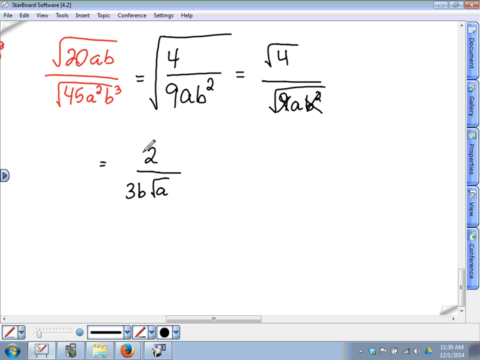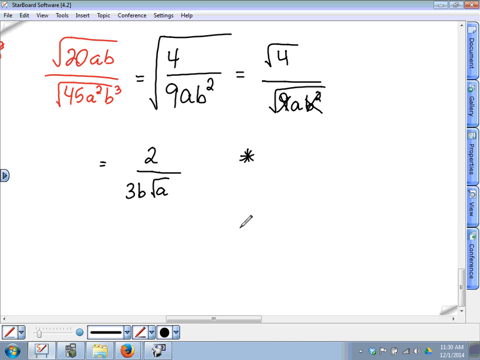You guys understand where we at least got to here? We good up until this point? Where'd the 3 come from? Square root of 9. Where'd the b come from here? Square root of b squared is just b. But then the a was left over on the inside, so you have to leave it as square root of a. Okay? You guys need to write this phrase down and put a box around it.